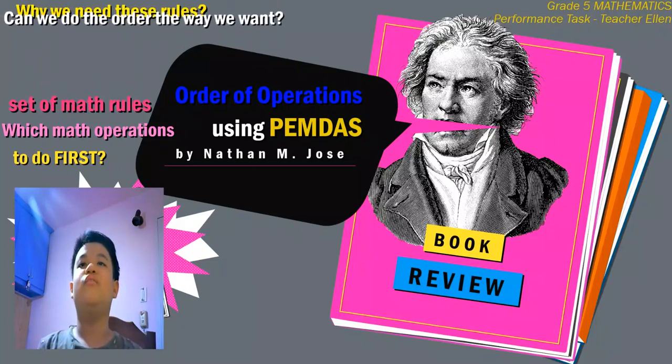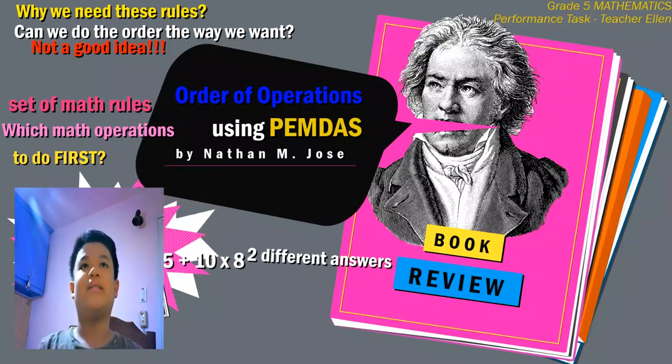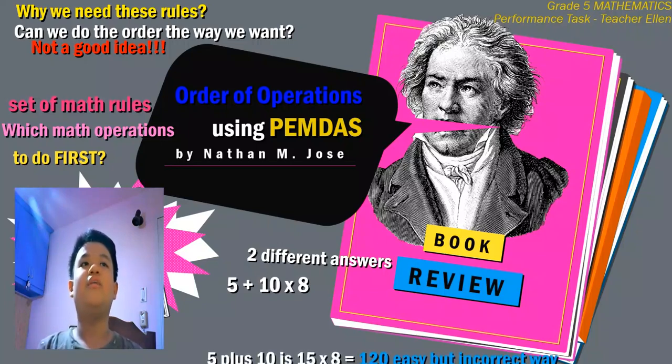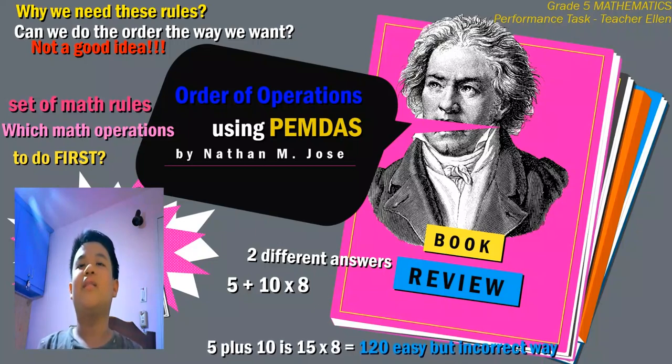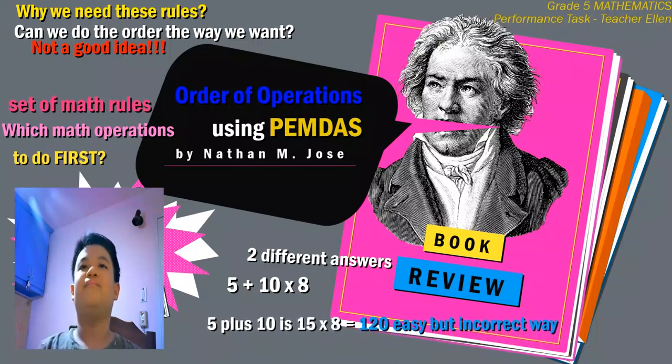Can we just do the order we wanted? This is not a good idea because the result will give us two different answers, just like the following example. 5 plus 10 times 8. Since I love addition more than multiplication, I will start: 5 plus 10 is 15. And then I'll just multiply it by 8, and I'll get 120. That was so easy.